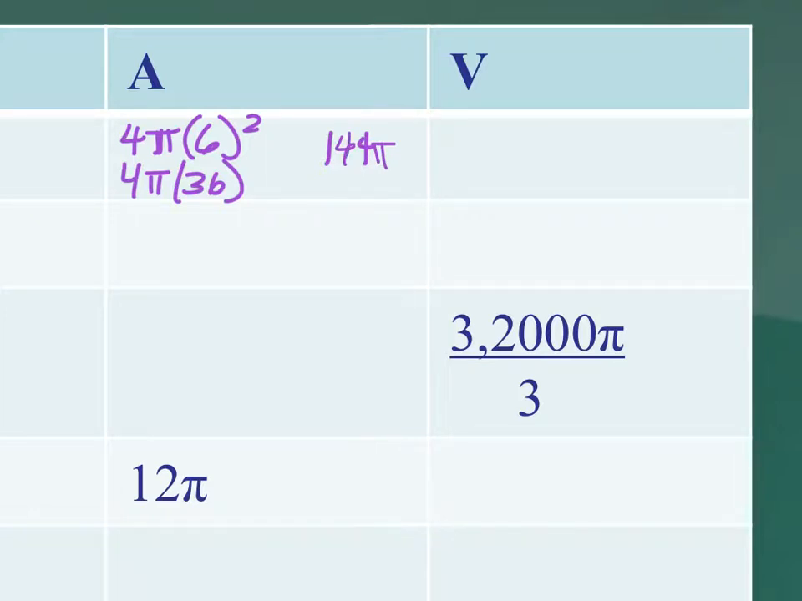Okay, and then 4 times 36, which is 144 pi. It didn't give me a unit, so this would be in units squared because it's area. And then volume, 4/3 pi r, which is 6 cubed. So 4/3 times pi, and 6 times 6 times 6 is 216.